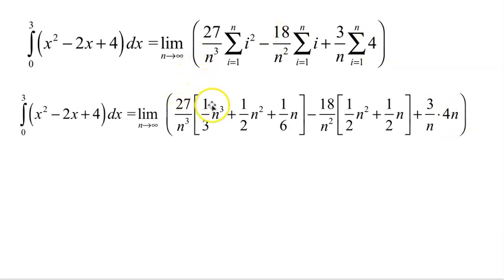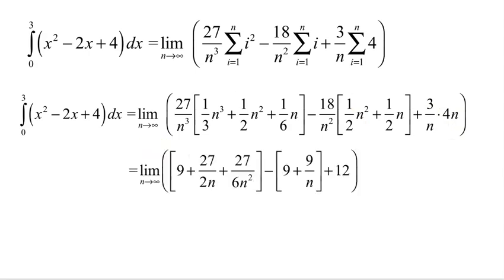Next, distribute, be careful. 27 over n cubed times the third n cubed is 9. 27 over n cubed times a half n squared, 27 over 2 times 1 over n. 27 over n cubed times 1/6 n, 27 over 6 times 1 over n squared. Similarly, for the 18 over n squared times a half n squared is minus 18. Minus 9 over n, and 3 over n times 4n is plus 12.